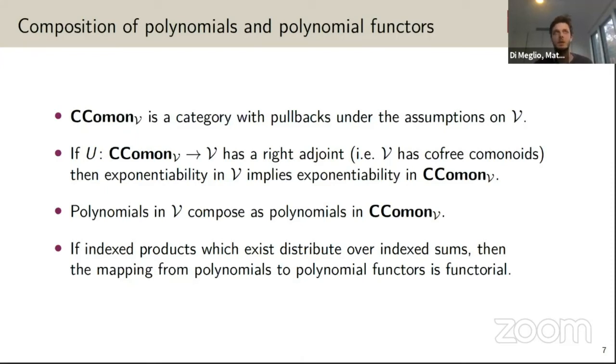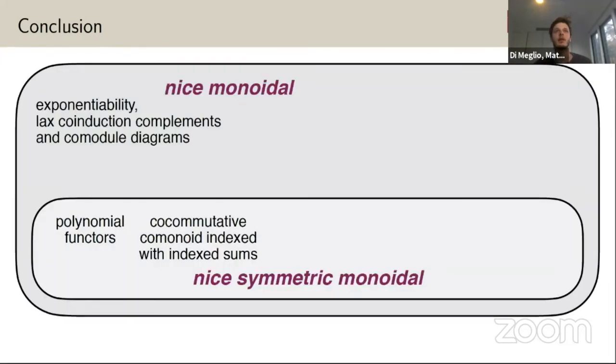Okay, so in conclusion, here are some of the things that I've talked about today. I told you about this co-commutative comonoid indexing of our nice symmetric monoidal categories and index sums.